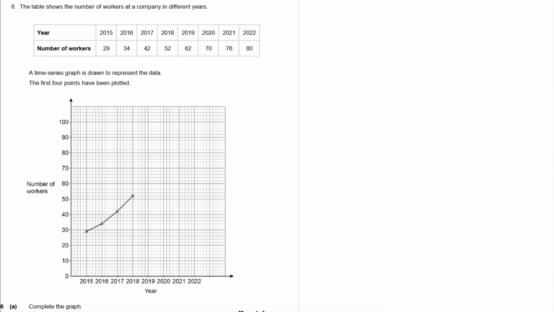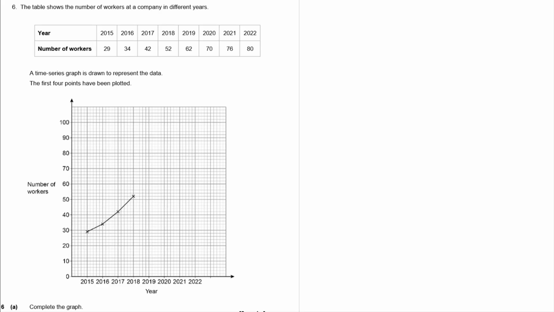Question 6. The table shows the number of workers at a company in different years. We've got 2015 through to 2022 here. And I've got a time series graph drawn to represent the data. The first 4 points have been plotted. Complete the graph. Okay, so we've plotted 29, 34, 42 and 52. So we've already plotted these 4 and we now need to plot the rest. We need to plot these other 4 here.